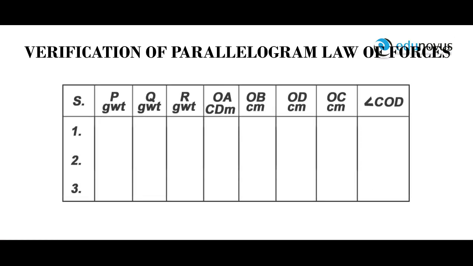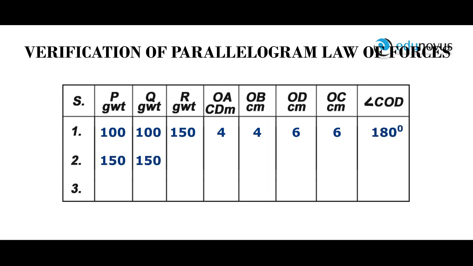Verification of parallelogram law of forces. Here, the weight of P is 100 grams, Q is 100 grams, R 150 grams, and its corresponding length OA is 4 cm, OB 4 cm, OD 6 cm, and OC 6 cm, and its angle COD is 180 degrees. Similarly, the corresponding values for 150 and 200 grams are.